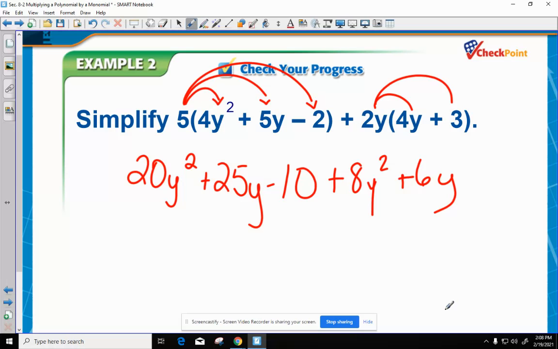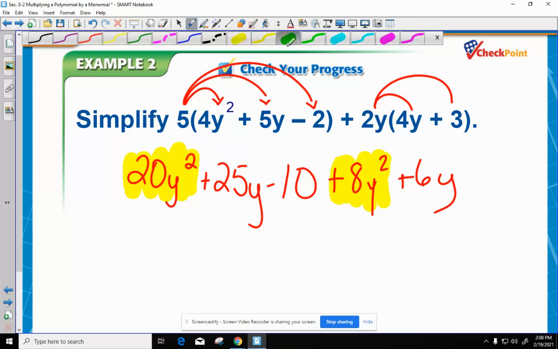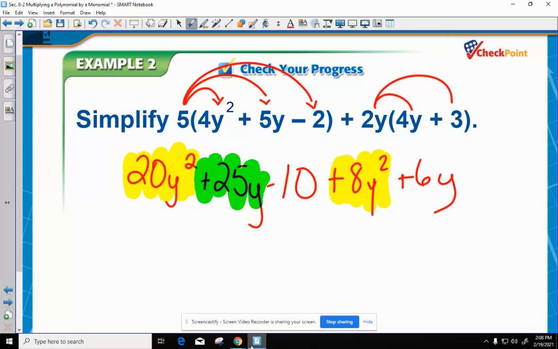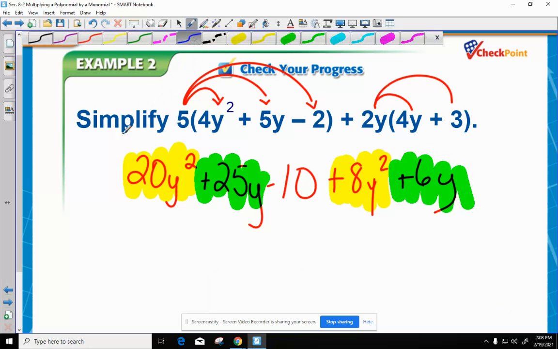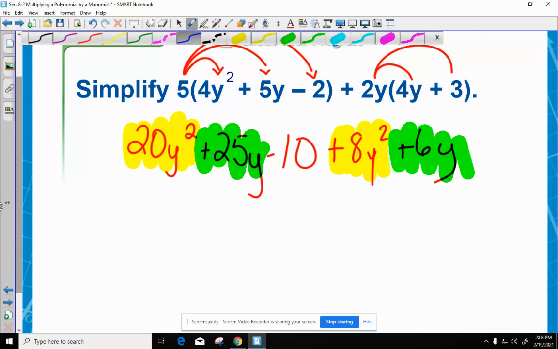Okay. Now, at this point, though, you have 5 terms. But of those 5 terms, those 2 have the same variable, so they can be added together. These 2 have the same variable, so they can be added together. So your final answer should be a trinomial. It should have 3 parts. Which one do you put together first? Yellow or green?